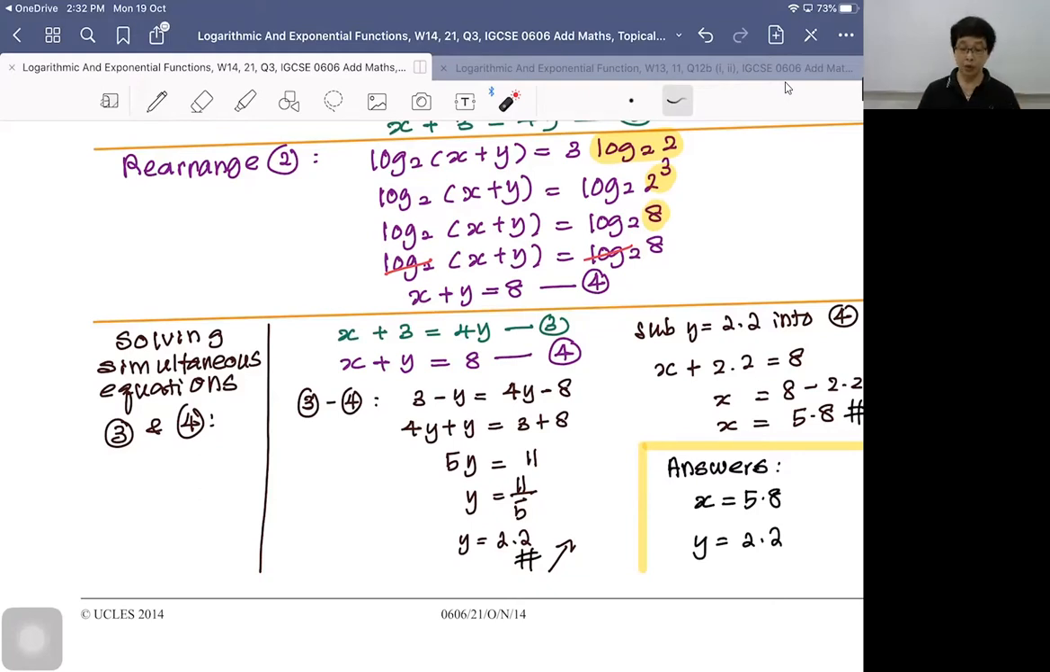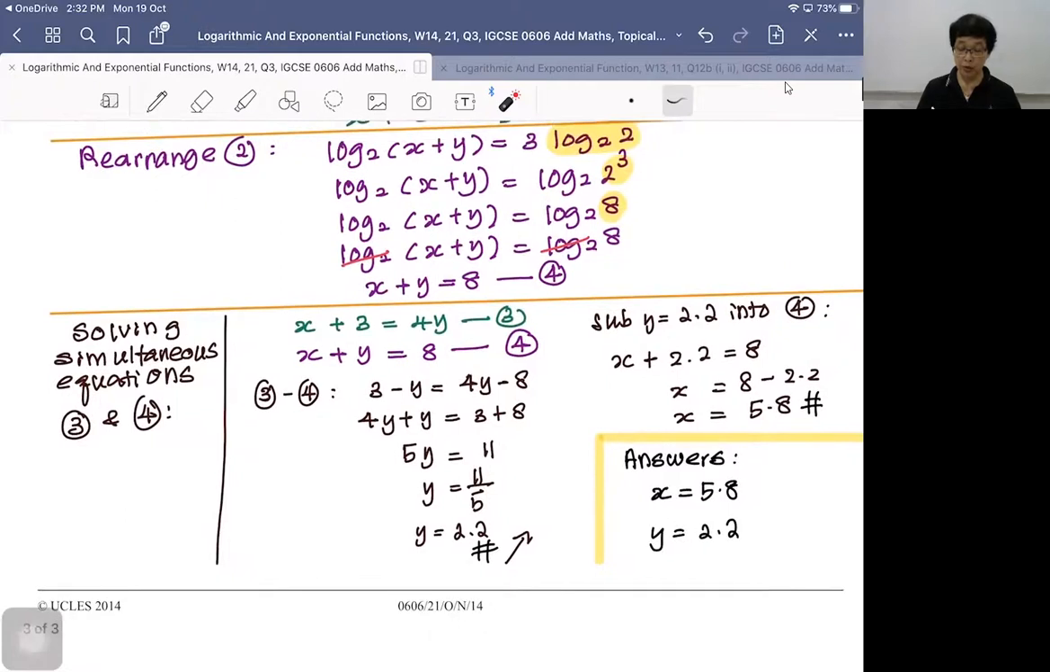In other words, you do not have to do it exactly as I have chosen to do it here. What I do here is eliminate x first, by subtracting equation 3 and 4. Then solving on, I get y equals 2.2. The next thing is to substitute y equals 2.2 and solve for x, and you get x equals 5.8.